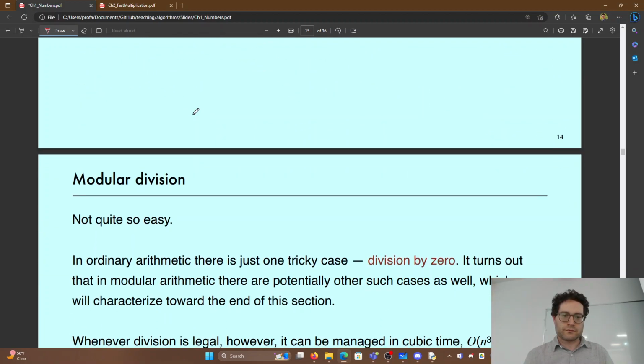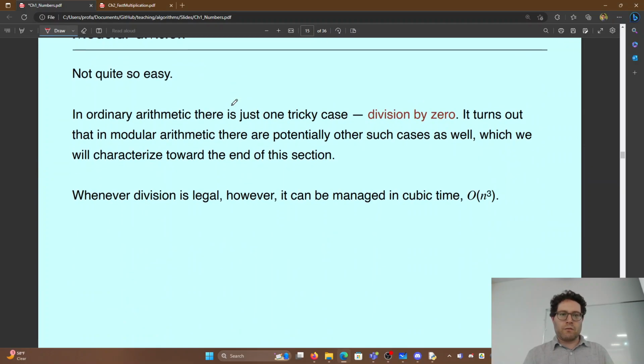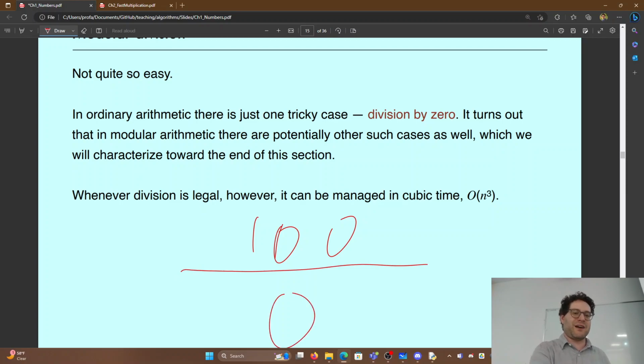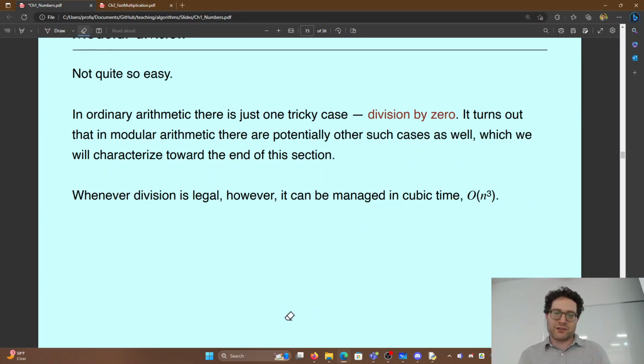We will get to modular division, not today. It will not be appearing in this episode because it's different, right? In normal arithmetic, we only really care about one possible operation that could really muck things up, which is dividing by 0. But with modular arithmetic, it can be a bit tricky because of modular inverses.